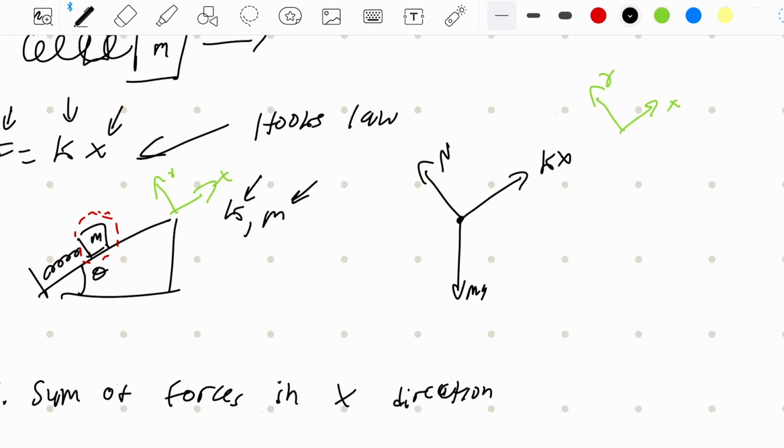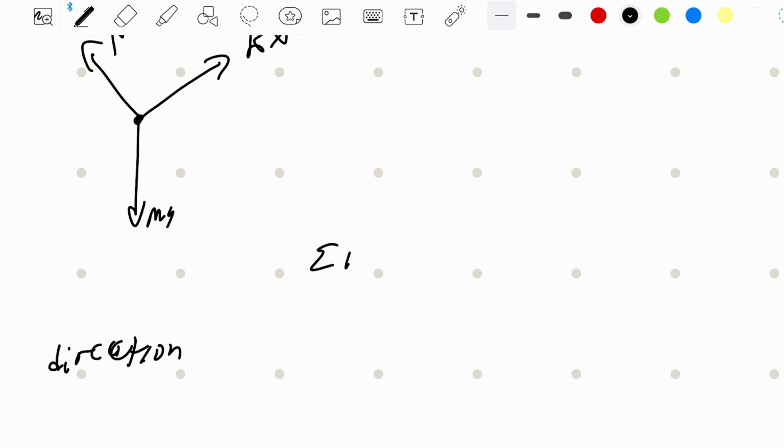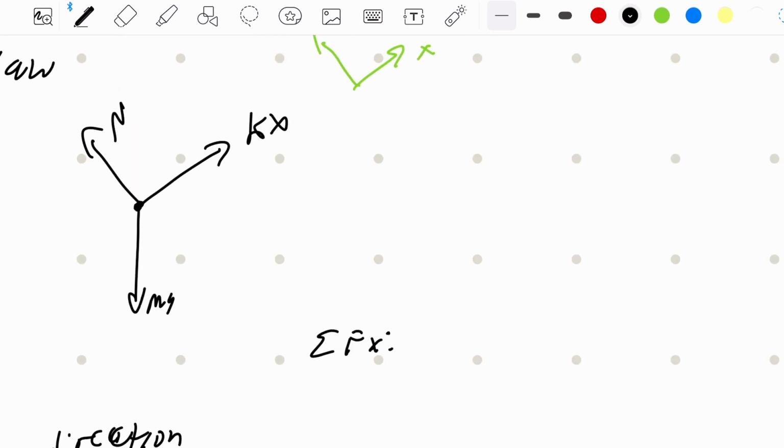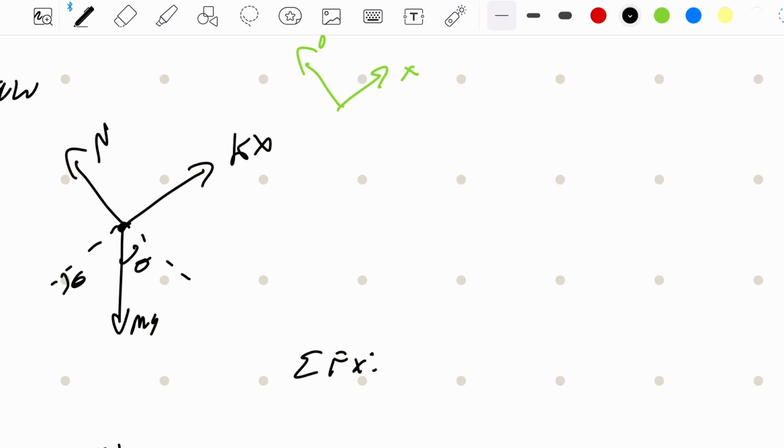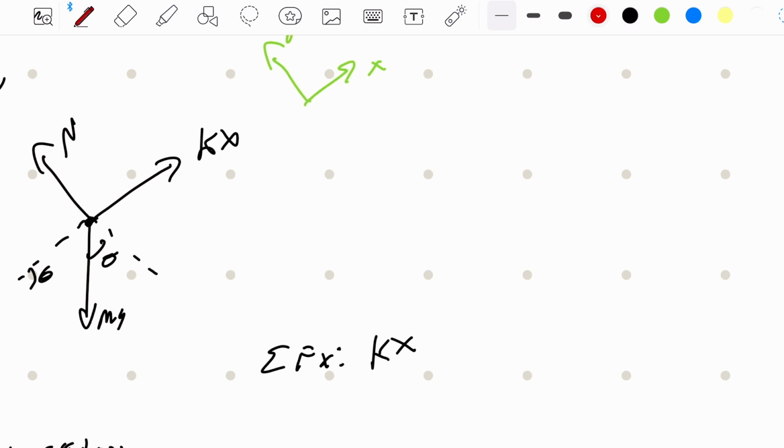So let's write our sums of forces equation now. So sums of forces in the x, we can also actually add in those angles. So we said this is the angle, which means that based off that line trick that we did earlier, this will be the angle as well. So we have the sums of forces in the x, we have kx going positive, right? We have, same thing as before, minus mg sine theta.